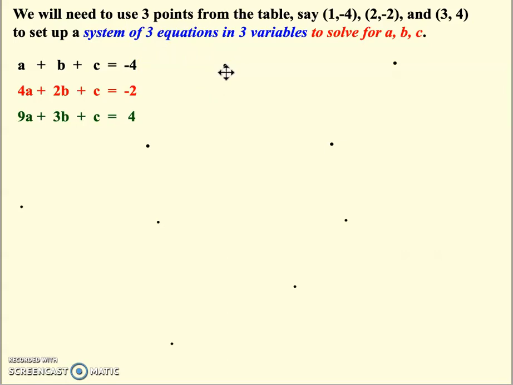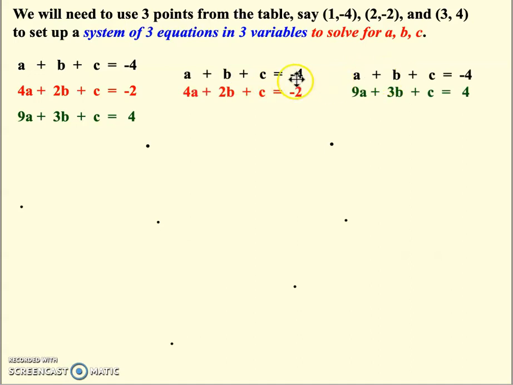We got to go in pairs. So we're going to take pairs. We're going to start with black and red as one. We're going to do black and green as another. The reason I'm using black in both is because it's the simplest equation. With an A, B, and a C, I would always grab that one and combine it with the others.